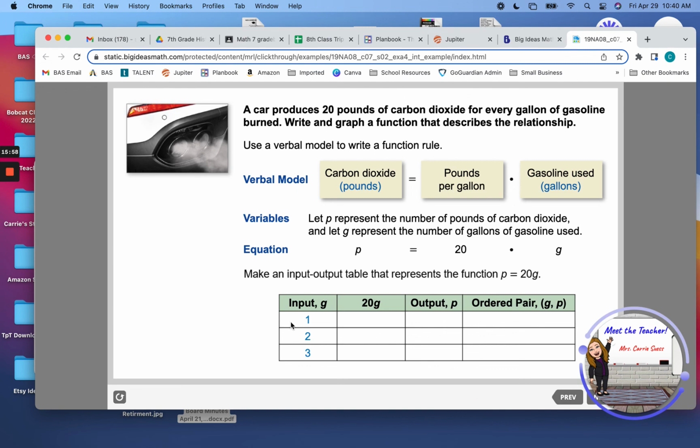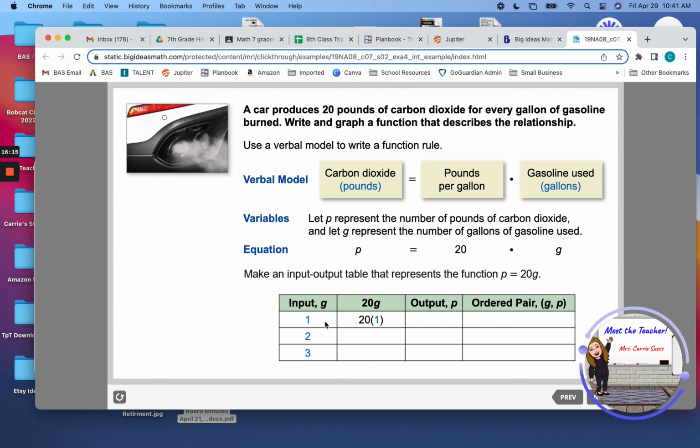How come they didn't pick any 0 or negative numbers? Because it's a real-life problem. You can't have a negative amount of gas. Oh, yeah. Well, burn your gas. It's not good. It blows up your engine. Trust me, don't do it.